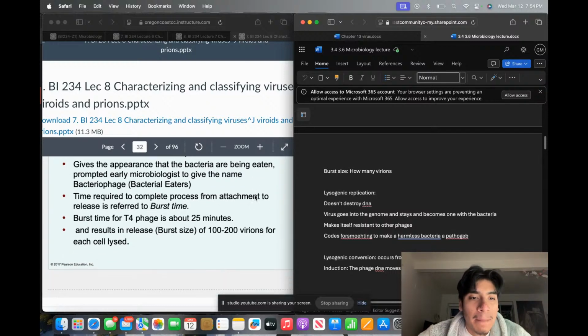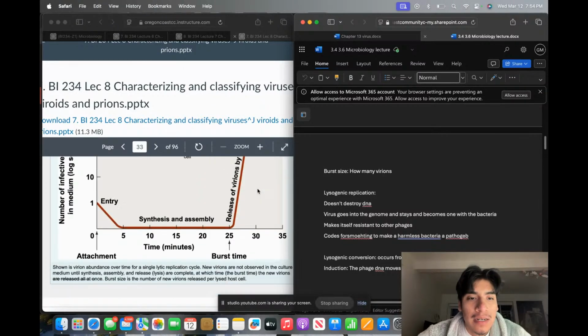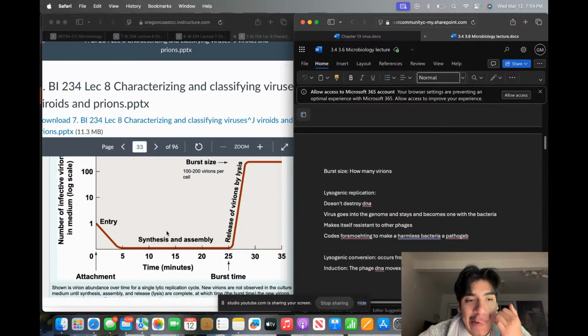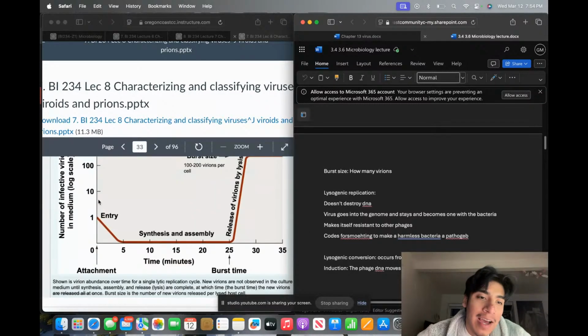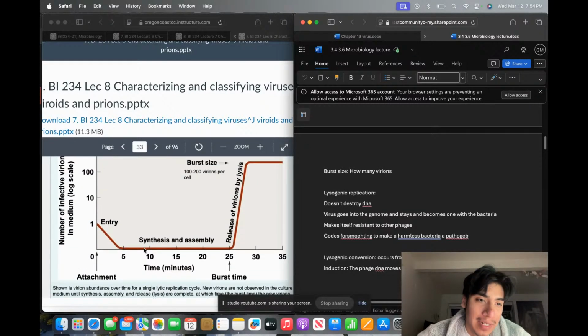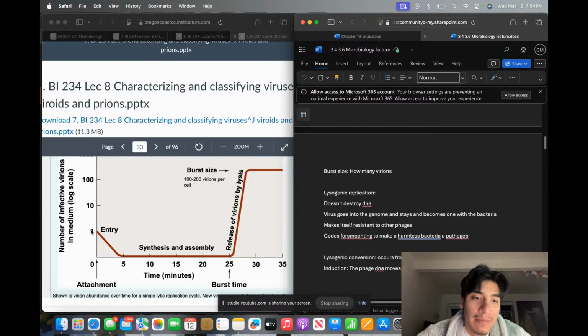So burst time, we know that. I'm just reading over the slides here. Here we have the number of infective virions in the medium. There are a lot, and then it goes to 0, because all of them are going into a host. Then it's burst time, so now they're going to get released. So there's 0, and then there's 1, because that 1 is going into the host cell. For some reason I thought this was a number bigger than 1, but we're rocking with 1. So 1 makes 100 to 200.